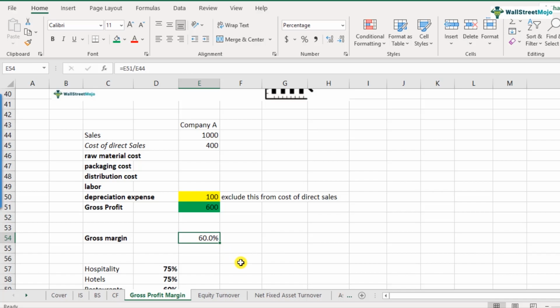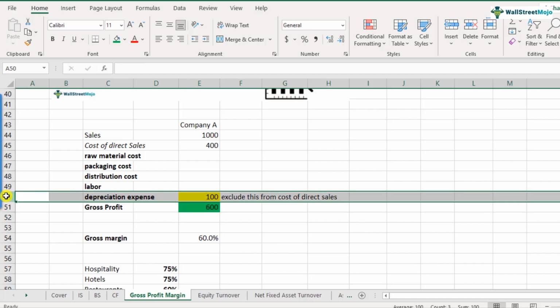When you're comparing 2-3 companies and trying to understand the gross profit margins between them, you need to also understand these subtle differences, whether they are included or not. If they are, you have to exclude them from the calculations. All right, I hope you understood what gross profit margins are and why they are high or low for some industries, and which kind of cost should be included and which should be excluded from the cost of direct sales or COGS.